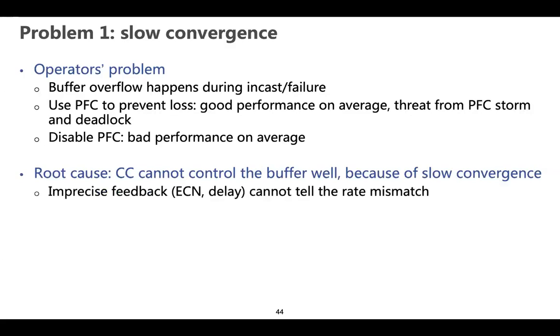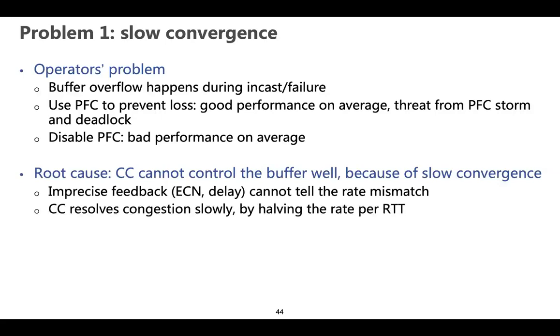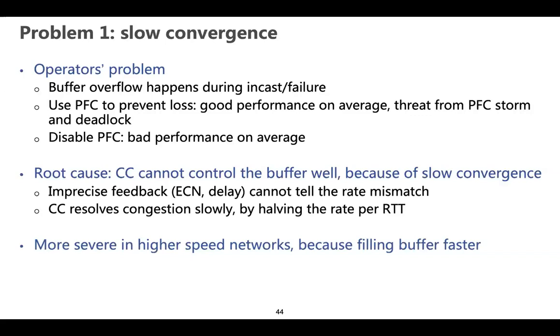The reason is that the feedback they use, such as ECN or delay, is imprecise. So it cannot tell the exact rate mismatch. So the congestion control has to gradually change its sending rate in a trial and error manner, which resolves the congestion very slowly. In practice, they at most halve the rate every RTT. So in a large incast, it will take many rounds to resolve the problem. And this problem is more severe in higher speed networks, because the higher speed will fill up the buffer much faster.